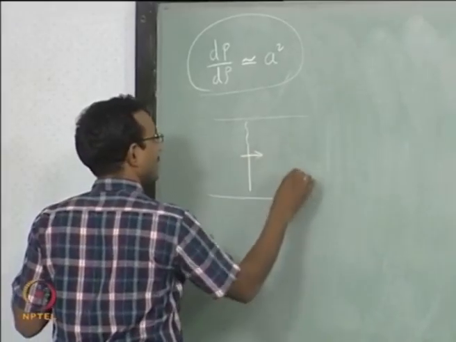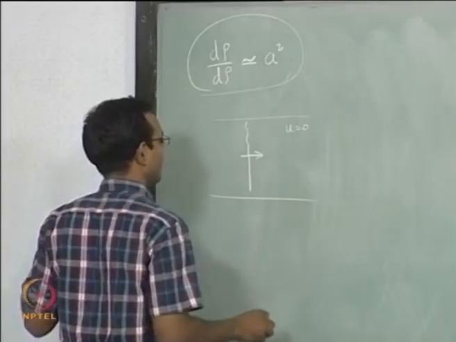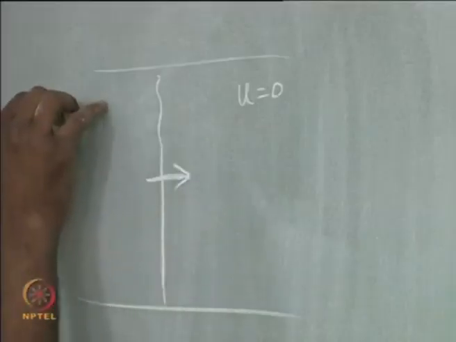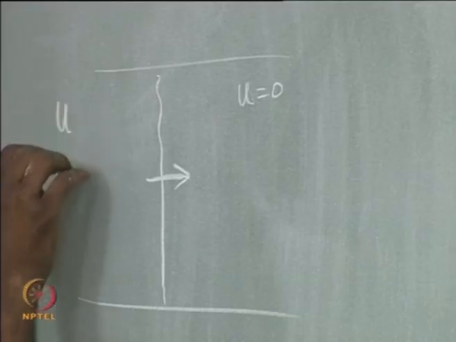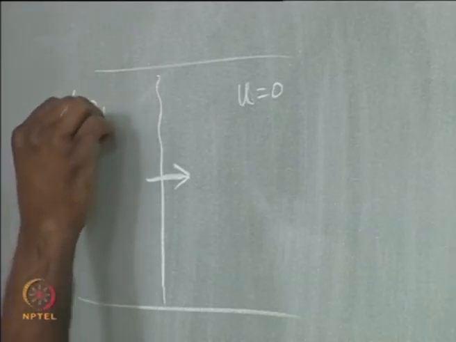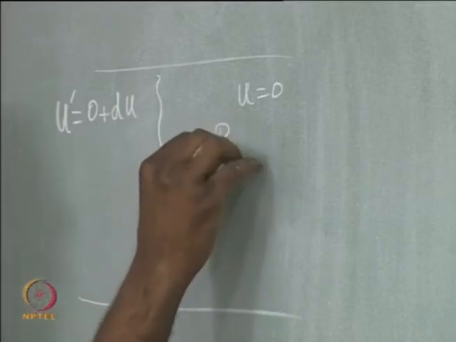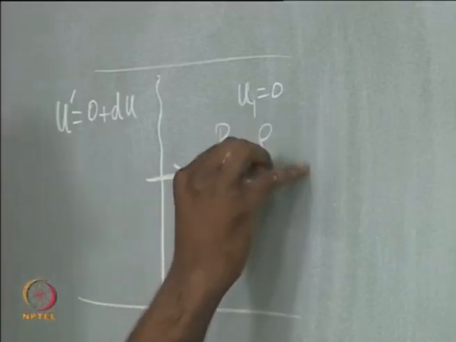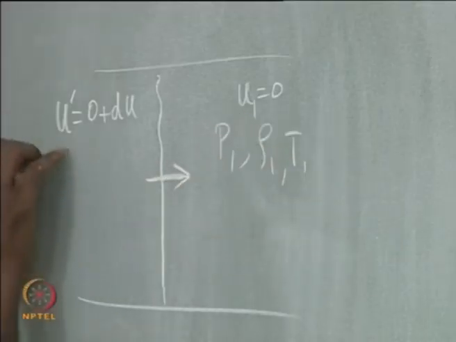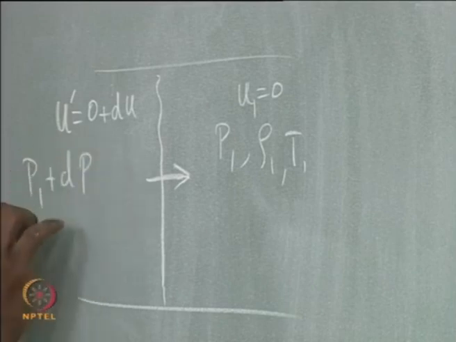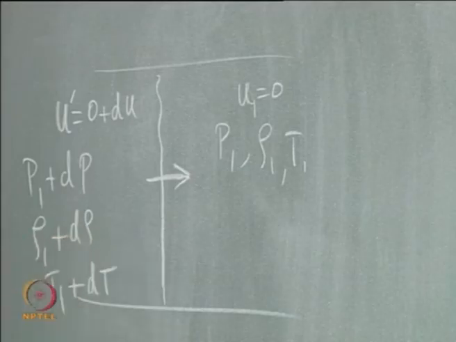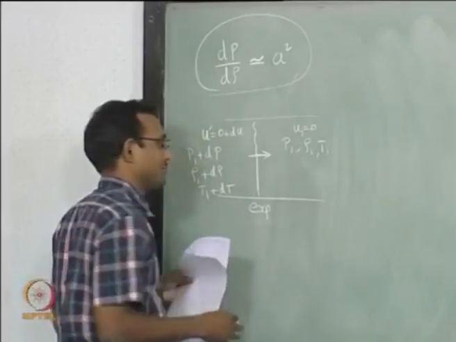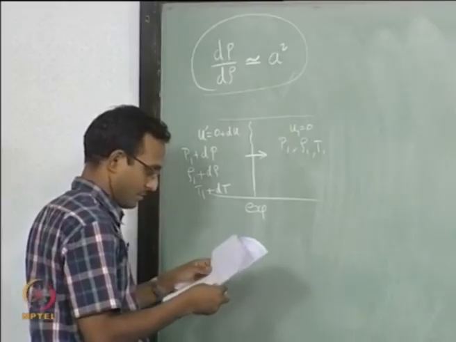Now I will go to another reference frame where I have a wave that is moving, and velocity is 0 here. What will happen here? This will be u prime equal to 0 plus du. On the other side, p1, u1, where u1 will be 0 here, rho 1, t1, and p1 plus dp, rho 1 plus d rho, t1 plus dt. Same thing, except for now I am going to call this the expansion wave, a single expansion wave, not a whole bunch of them, just one wave, okay.